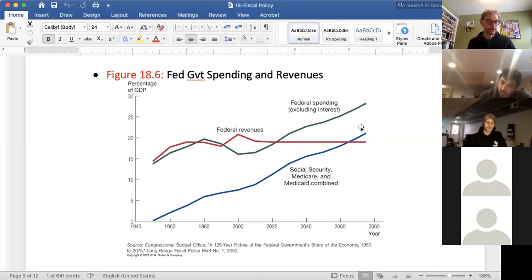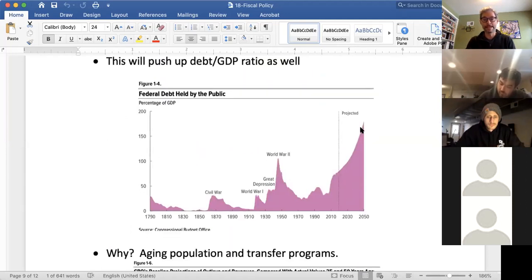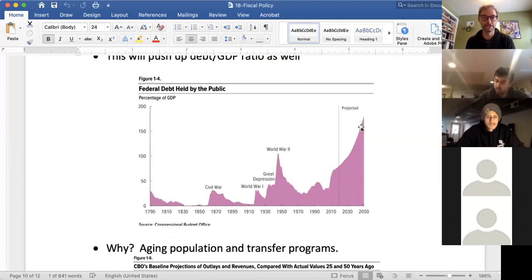So as these continue to become bigger and bigger, our spending is going up, and unless we adjust revenues to account for that, we are almost certainly going to have bigger deficits in the future. And so this is likely to push up our debt to GDP ratio. Here's the Congressional Budget Office's most recent estimate of what's going to happen to the US debt to GDP ratio. This does not include any of the COVID money, I don't believe. So you would only add to this if we have another federal bailout. But we are projected by the year 2050 to get to about 200% of GDP, our debt to GDP ratio being about 200%.